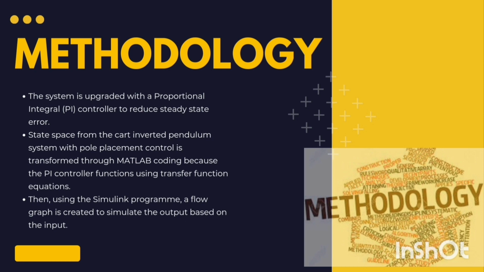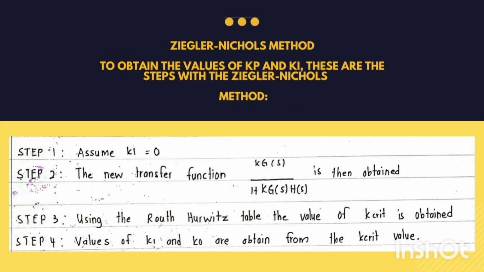Then, using the Simulink program, a flow graph is created to simulate the output based on the input, which is the Ziegler-Nichols method. To obtain the values of Kp and Ki, these are the steps of the Ziegler-Nichols method. Step 1, assume K1 equals 0. Step 2, the new transfer function Kg(s) over H(s) is then obtained. Step 3, using the Routh-Hurwitz table, the value of the critical K is obtained. Step 4, values of K1 and Ko are obtained from the critical value.